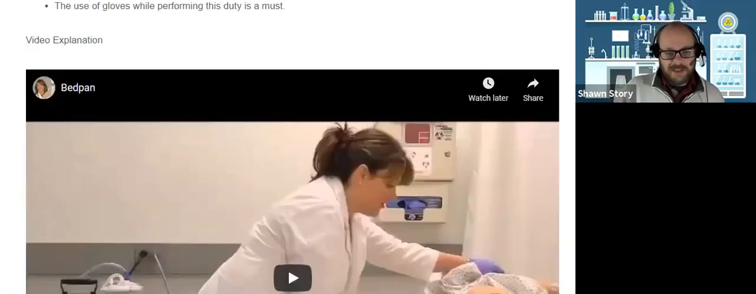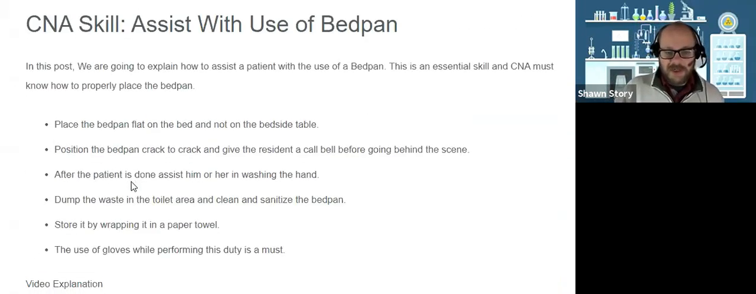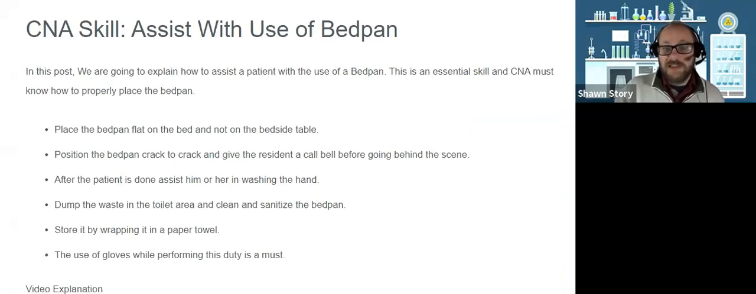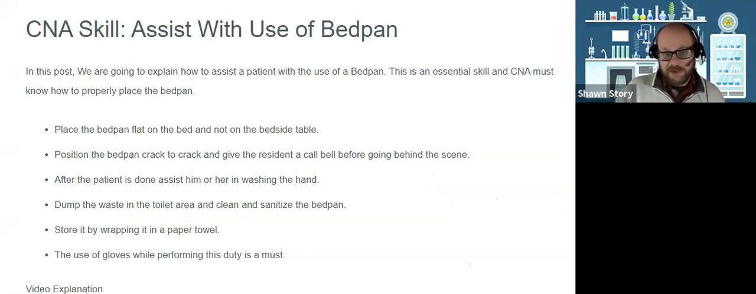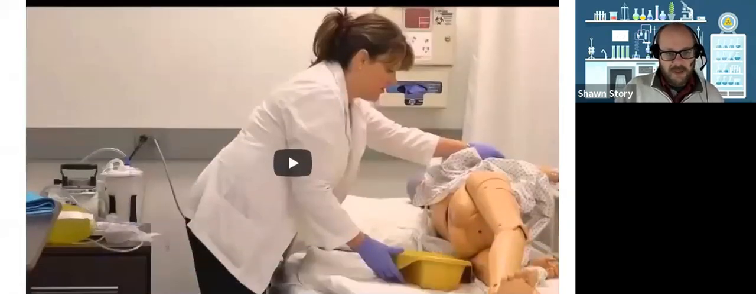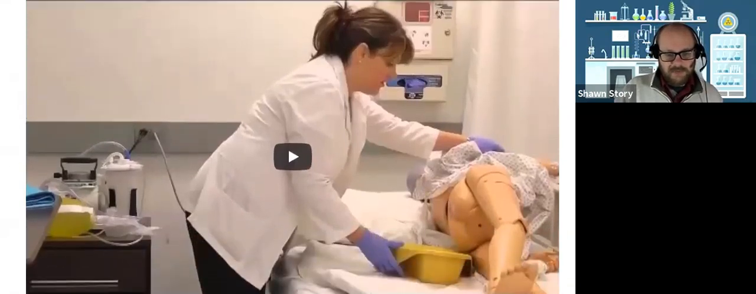All right, let's take a look. Another thing that's not mentioned on here that you might be asked to do is measure it, right? Before you actually dump the waste into the toilet area, you use the graduated cylinder and you measure how many milliliters it was. So then you can note that down. For a lot of patients, you need to monitor how much they're urinating. So let's watch the video.